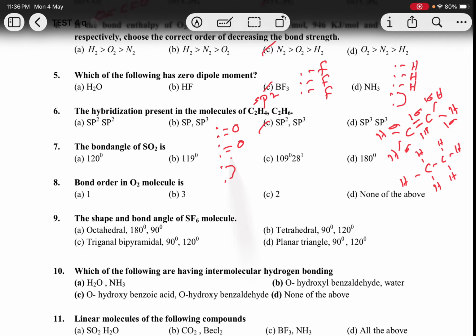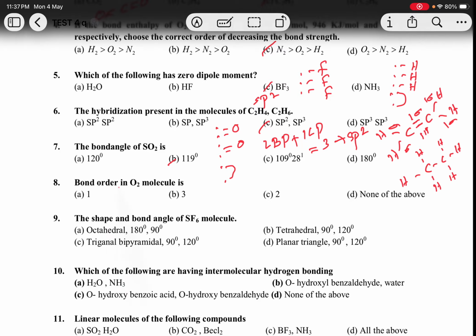So bond pair of electrons are 2. Bond pair of electrons plus one lone pair of electrons, total equal to 3. 3 means it undergoes sp2 hybridization, sp2 hybridization with one lone pair. One lone pair structure is bent shape. So actually sp2 hybridization means bond angle is 120, but due to the presence of lone pair of electrons, the repulsion between the bond pair and lone pair slightly decreases the bond angle from 120 to 119. So B is the correct one.